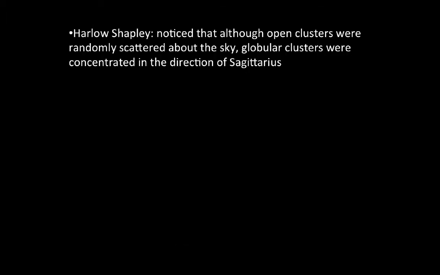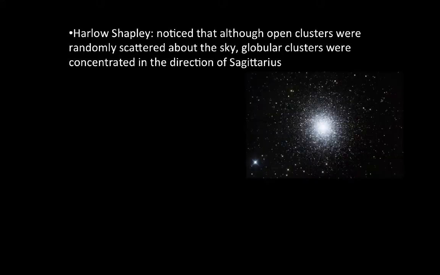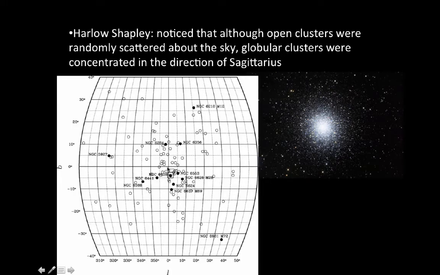The next key breakthrough came with Harlow Shapley, who noticed that although open clusters were randomly scattered about the sky, globular clusters were concentrated in the direction of the constellation of Sagittarius. So reminder, a globular cluster is a collection of millions of stars arranged in a roughly spherical cloud. And he was able to plot the positions of the globular clusters on the sky.